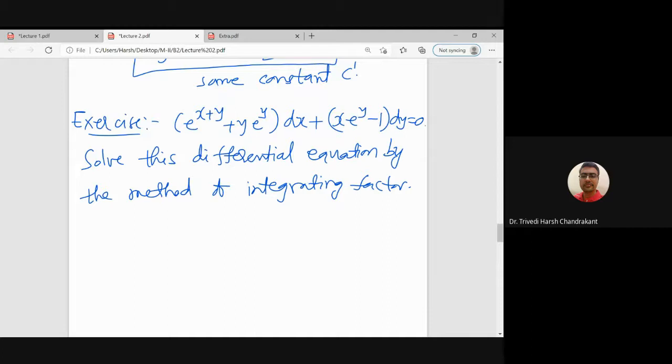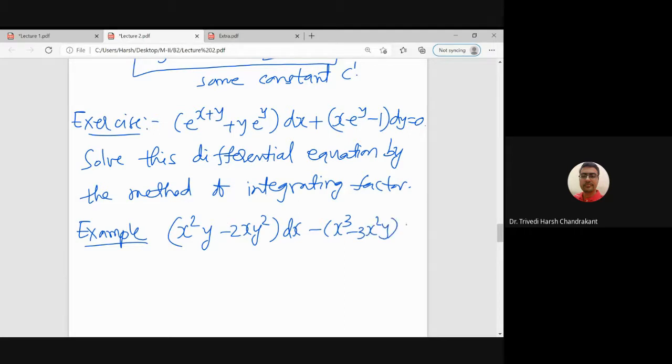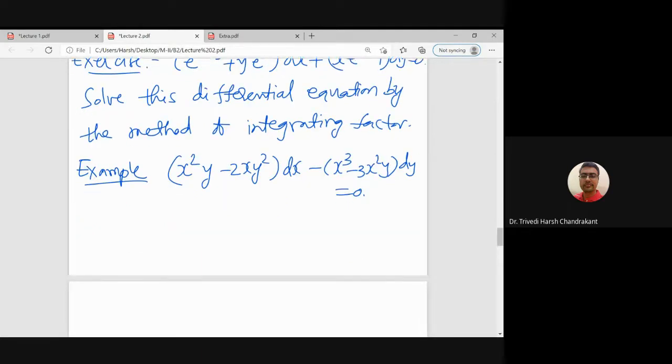Okay, so let us take one more example. We need to solve the differential equation (x square y minus 2xy square) dx minus (x cubed minus 3x square y) dy equals 0. We want to solve this differential equation.